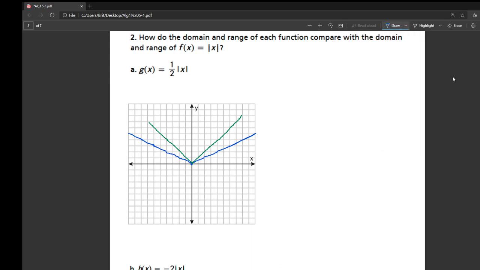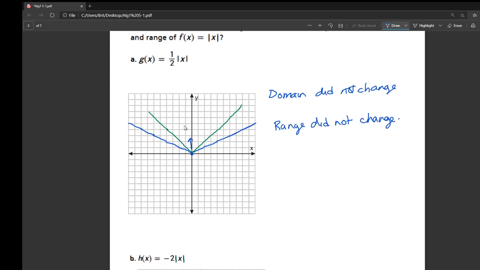Okay. Now again, the domain didn't change. It is still all real numbers. But the range, did that change at all? Not really, right? It still starts at the origin and then continues going up forever. So the range did not change either. So whether we were stretching it, like in the first example, or compressing it, like in this example, the domain and range didn't change. It only changed when we reflected.